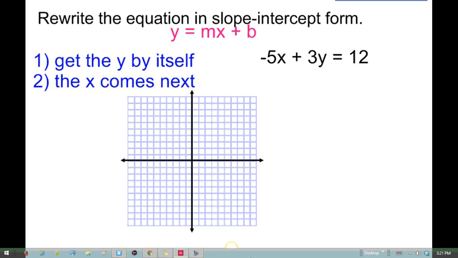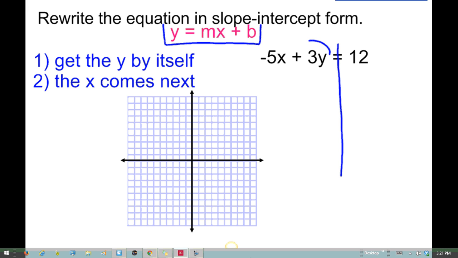So those first examples were nice to do because they were already ready to graph. But sometimes equations are not ready to graph. This is slope-intercept form, y equals mx plus b. If I look at this equation, -5x plus 3y equals 12, I notice that it doesn't look like that first equation written in pink. I need the y to be by itself, and I need the x to come next. So this is why we spent so much time learning how to solve equations.